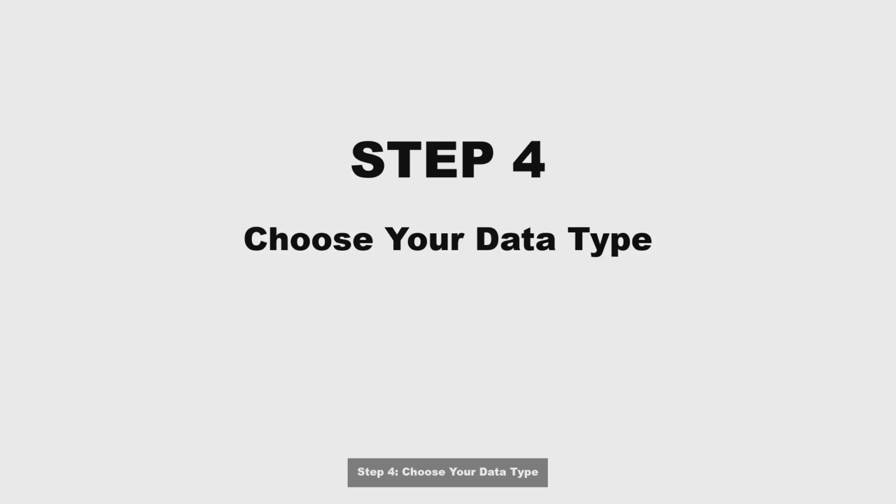Step 4. Choose your data type. Select the type of data you wish to download, such as transaction history, account statements, or other financial records. You may also choose the date range for the data you want to export.